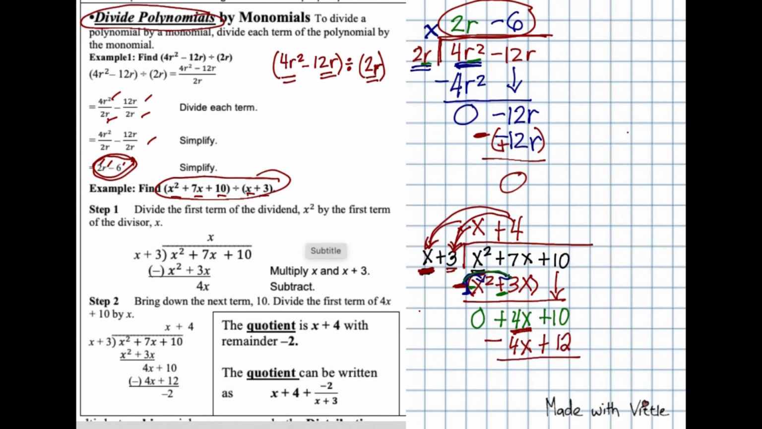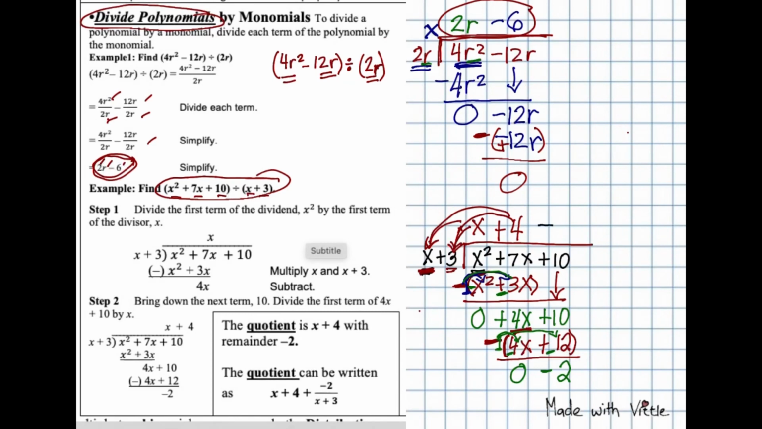Now down here, we have to subtract. Remember, this is like a negative 1 down here, so it will change the signs of the 4x and plus 12. Negative 1 times 4x is negative 4x. Negative 1 times 12 is negative 12. Now we have a remainder of negative 2.